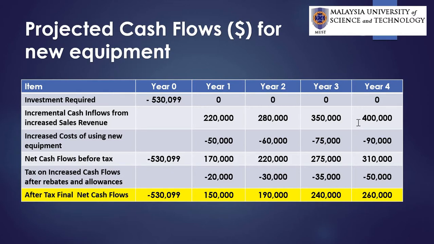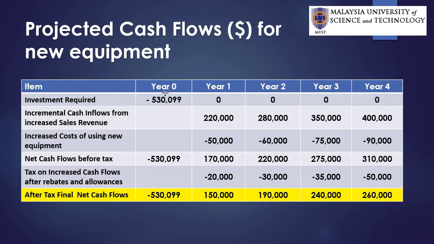That's the good news. But of course, there are going to be increased costs associated with the use of this new equipment. And our cash flow of expenses will increase in the first year by 50,000, in the second year by 60,000, in the third year it is going to increase by 75,000, and in the fourth year we will be spending 90,000 more because we have this new asset.